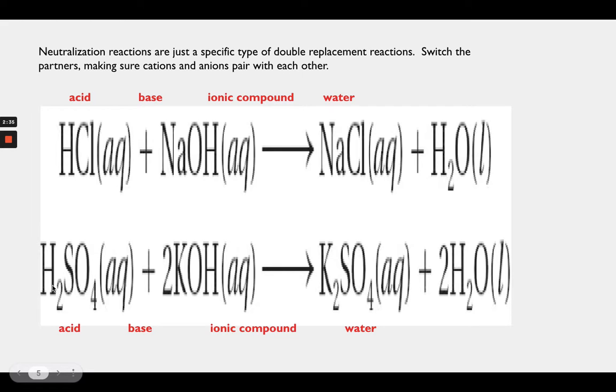So the two hydrogens go with the two hydroxides to give us two molecules of water. And then the two potassiums go with the sulfate. And again, the reason why it's K2SO4 is because potassium's a 1+ ion and sulfate's a 2- ion. And so this would be the proper formula for potassium sulfate. And you can see there's a 1-to-2 ratio between the acid and the base here, but a 1-to-1 ratio or a 2-to-2 ratio between the hydrogen ion and the hydroxide ion. So again, neutralization reactions are special types of double replacement reactions that give you water and an ionic compound as their products.